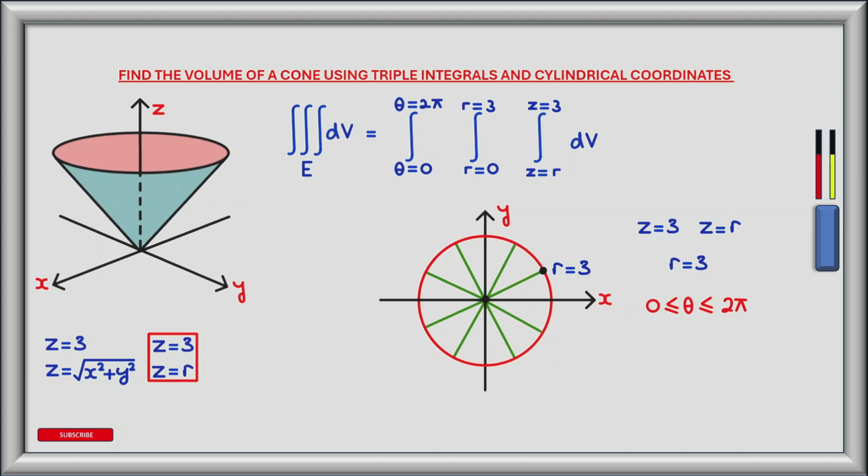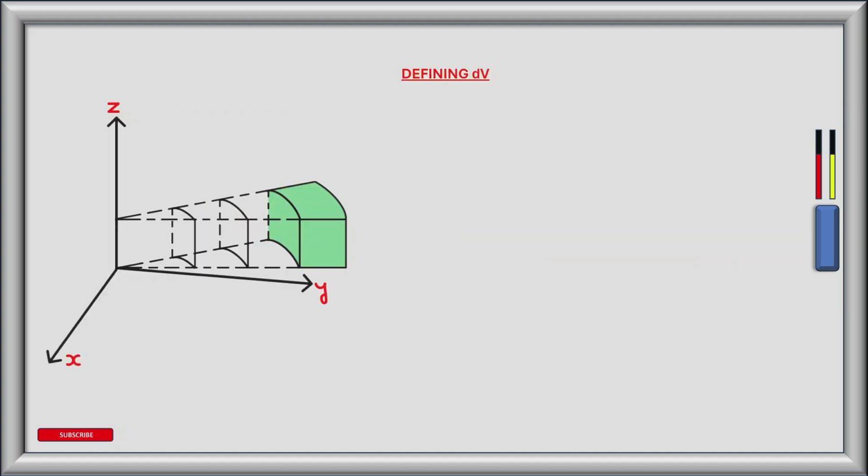Let's now unpack what we are integrating. So in our case, we're integrating dV. Let's see what this translates to. So dV represents infinitesimally small pieces of volume. We're using triple integrals to sum each of these to get the total volume. Let's look at the dimensions of one of these. If we look at the green shaded region, this represents an infinitesimally small piece of volume dV. We can think of this as a tiny rectangular box where the volume is given by the height multiplied by the width multiplied by the length.